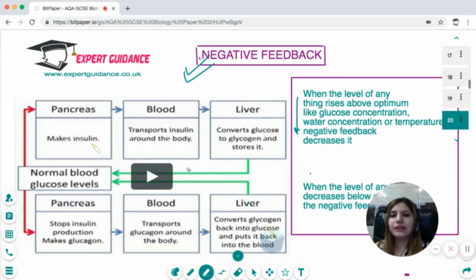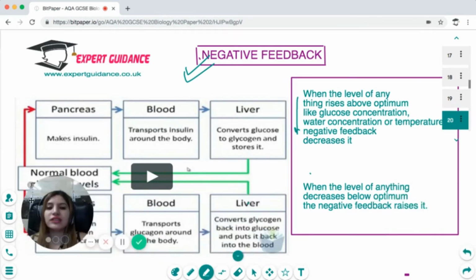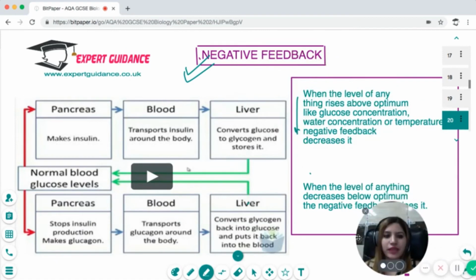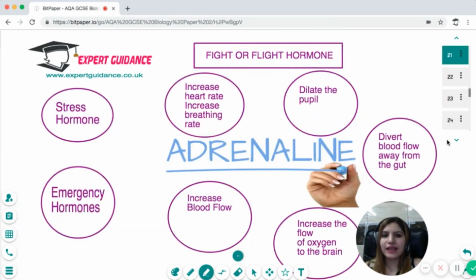For example, if the blood glucose level goes down, then the body releases glucagon that increases the blood glucose level. If the blood glucose level goes up, the body releases insulin to decrease the blood glucose level. Okay, so I hope this example of negative feedback and what negative feedback is is clear to you.